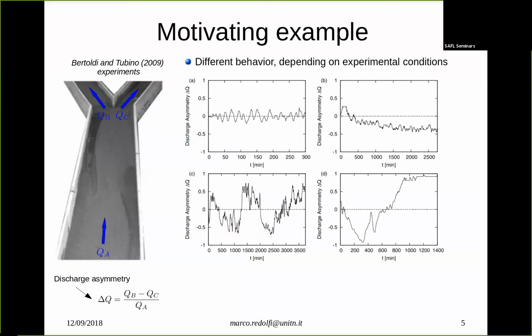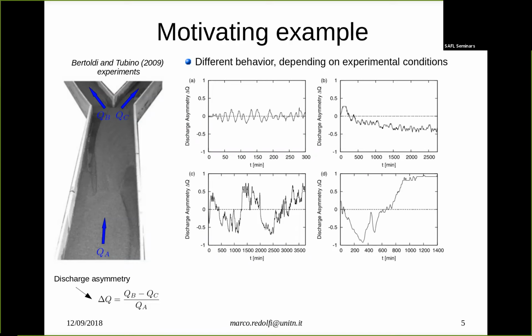To start introducing the problem, I start with a motivating experiment. Here I report a case from the experiments of Bertoldi and Tubino in 2009, where they have a bifurcating channel, where in the upstream branch you have a spontaneous formation of alternate bars. If you define a discharge asymmetry as the scaled difference between the water in the 2 downstream branches, you observe a very different behavior of the system depending on the experimental conditions.